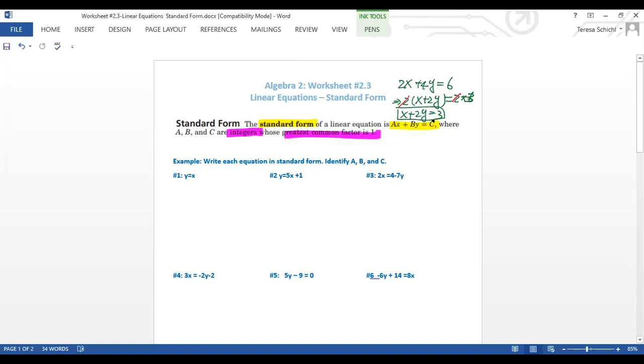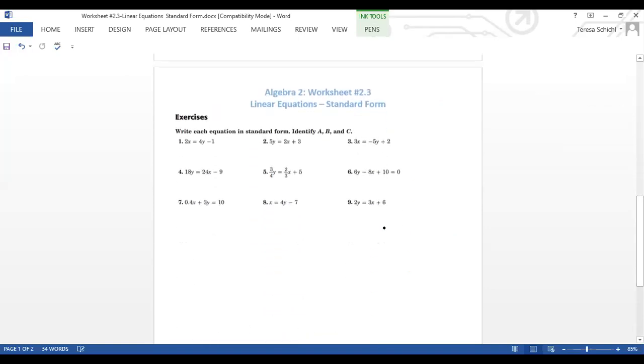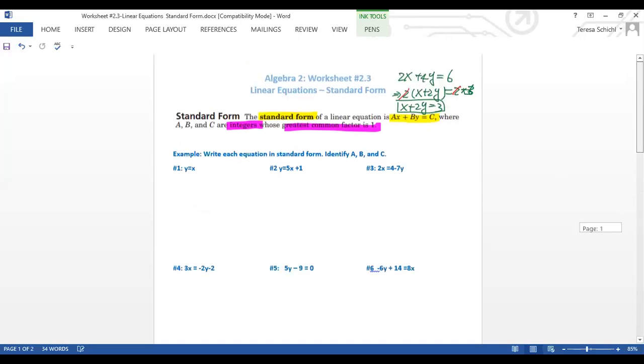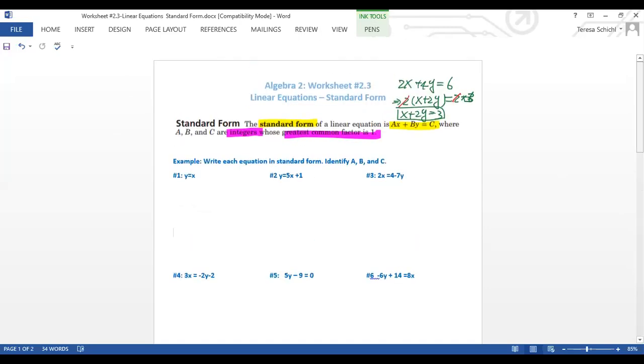Now let's take a look at the examples. As always, I'm going to do the examples written in blue, and when we finish, you can go ahead and try to do the remaining exercises. Try to practice.